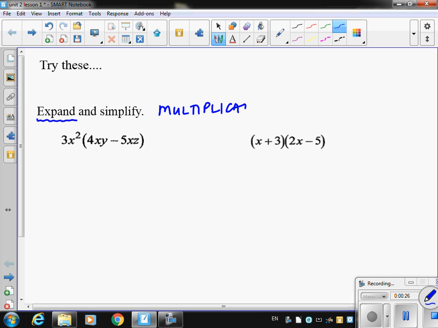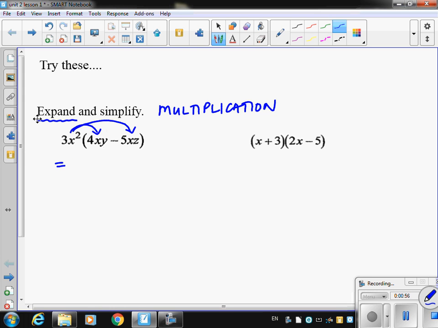So for the first example that we have, I have 3x squared times a bracket 4xy minus 5xz. So that means 3x squared is multiplied by the first term and by the second term. So by everything that's in that bracket. Following, I like to draw my arrows. So my thought process is I have numbers, I have x's, and I have y's. And so for my multiplication, I'm going to deal with the numbers first.